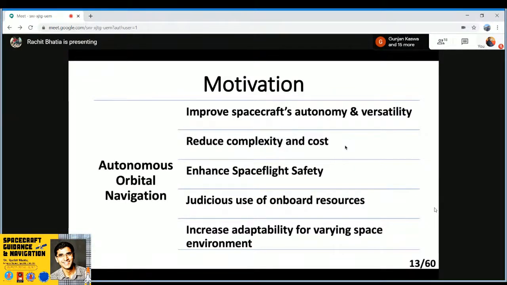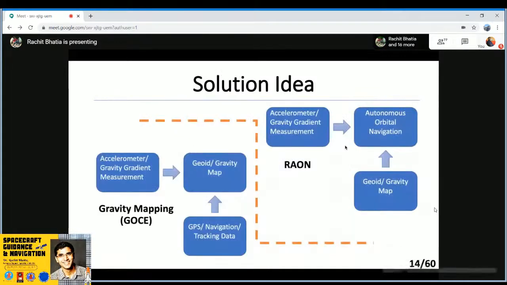and the concept that I will present today is using gravity. So it seems to be much more universal than these other concepts, and much more adaptable to these varying space environments rather than being limited. So what is the solution idea?